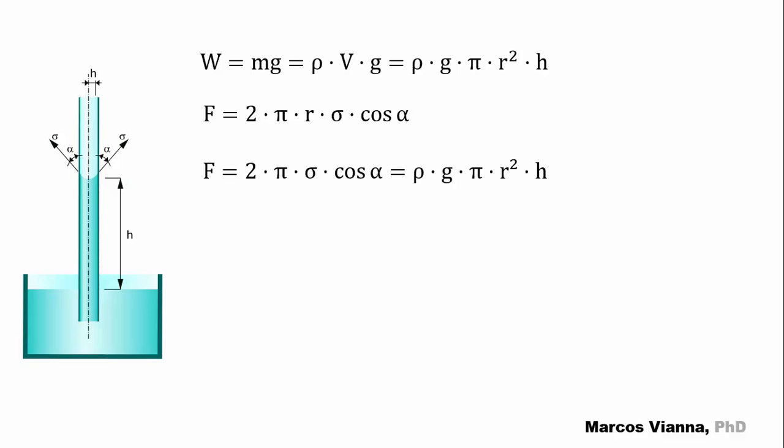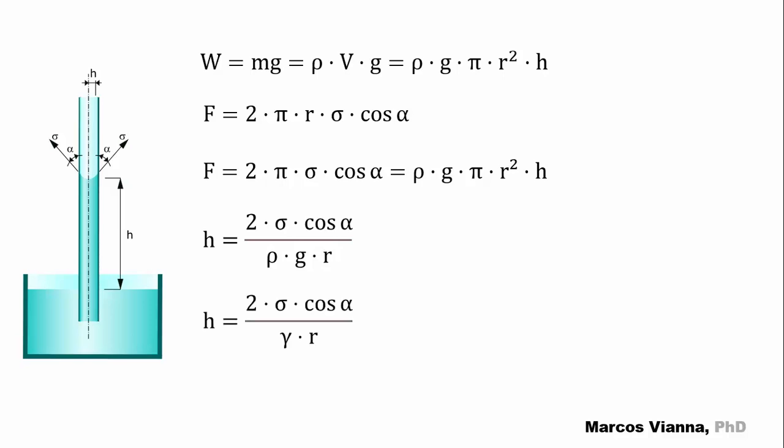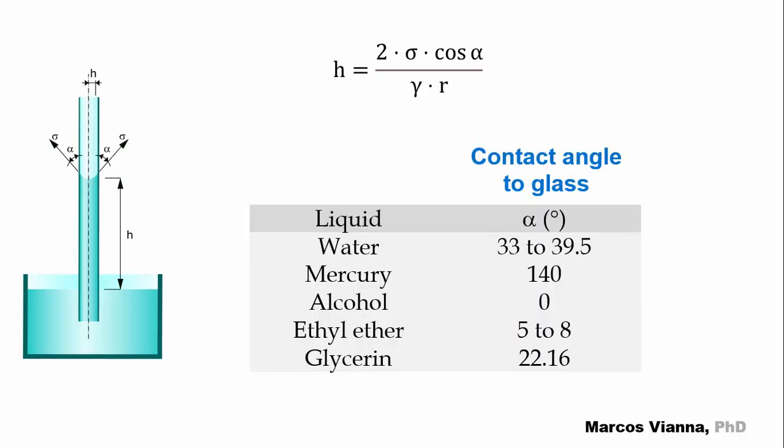The liquid weight equals the force, so the height will be equal to 2 sigma cosine alpha over rho g r, or h equals 2 sigma cosine alpha over gamma r. Here is the table that we talked about, containing the contact angle of some liquids to glass. Note that the smaller the radius, the higher h will be.